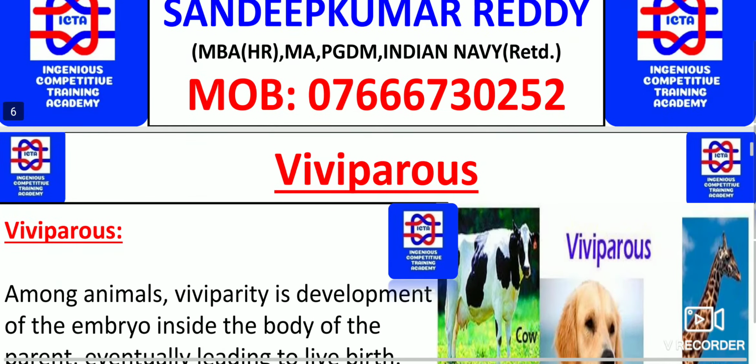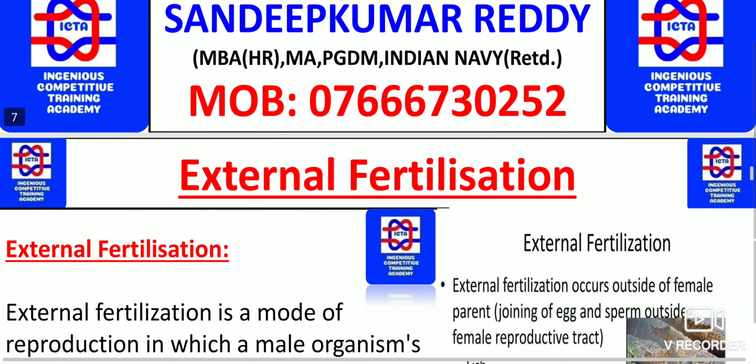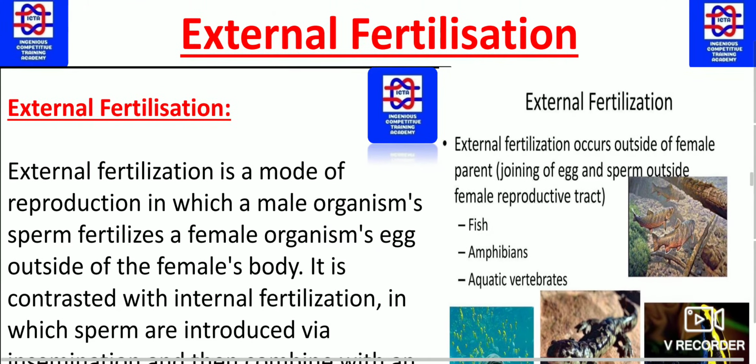So you should know what exactly oviparous and viviparous are, viviparous giving birth to the baby. Among animals, viviparity is development of the embryo inside the body of the parent, eventually leading to a live birth. This is opposed to oviparity, which is a reproduction mode in which females lay developing eggs that complete their development and hatch externally from the mother. This is one type of viviparous animals, as you can see: donkey, dog, monkey, giraffe, cat and cow. These all give birth to the young one. So you should know ovi means egg, vivi means birth of a young one.